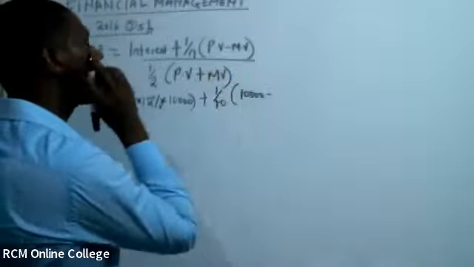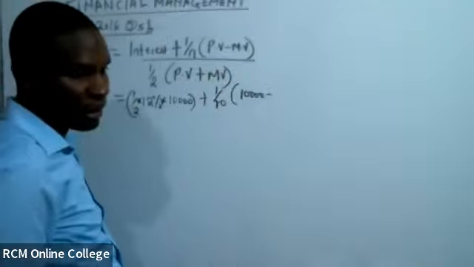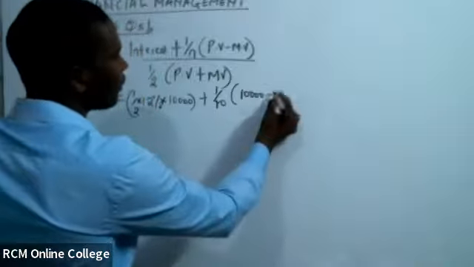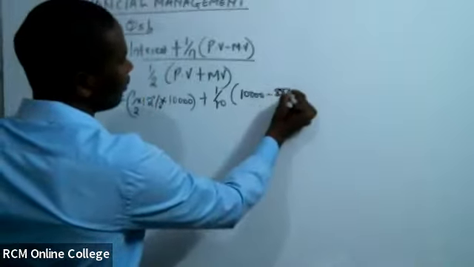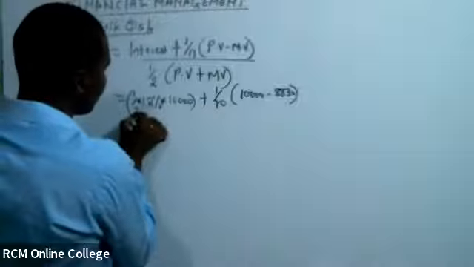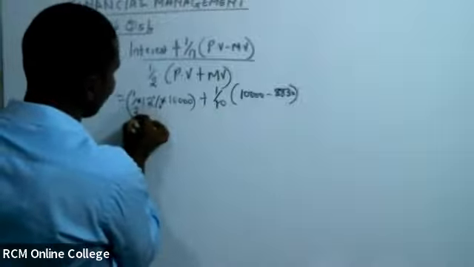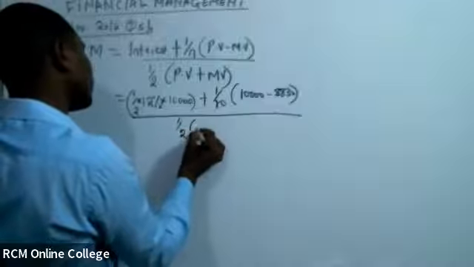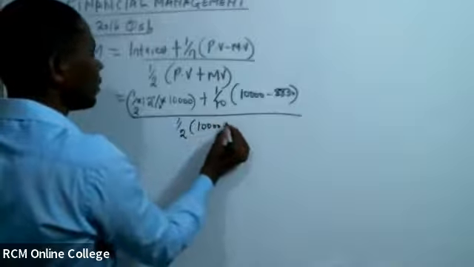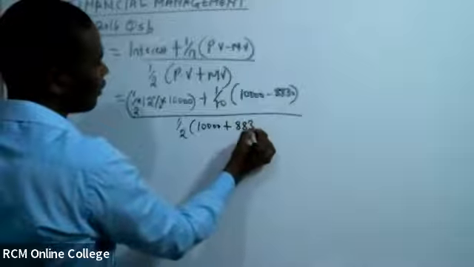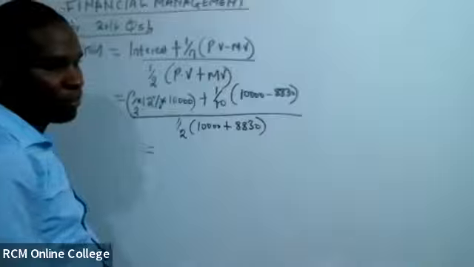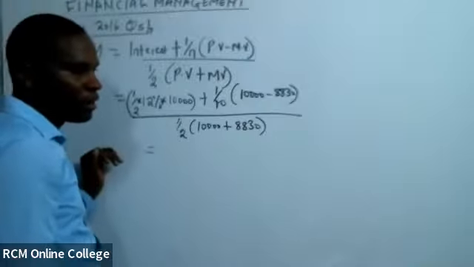Good. Now our market value, we have been given 830, right? That is our market value, and 10,000 is our par value. We divide all these by a half of 10,000 plus 830. That will give you your YTM. Once you compute this, you get your YTM.